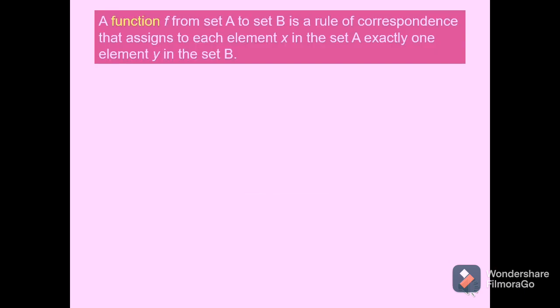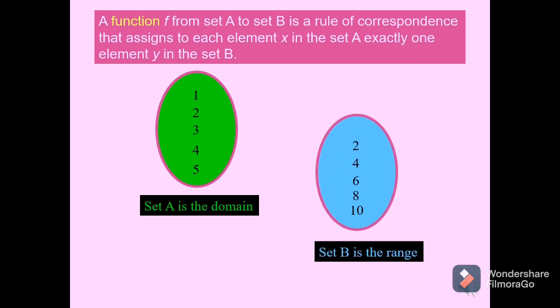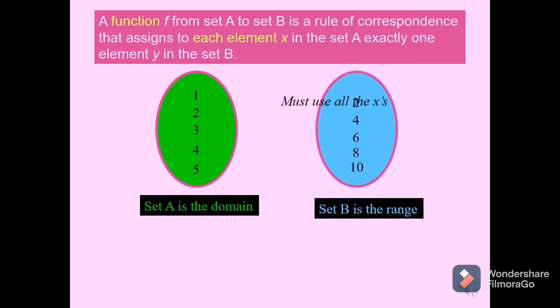A function f from set A to set B is a rule of correspondence that assigns to each element x in the set A exactly one element y in the set B. Set A is our domain and set B is our range.